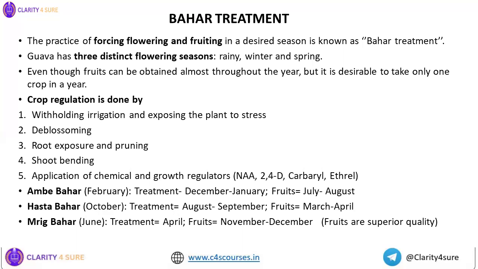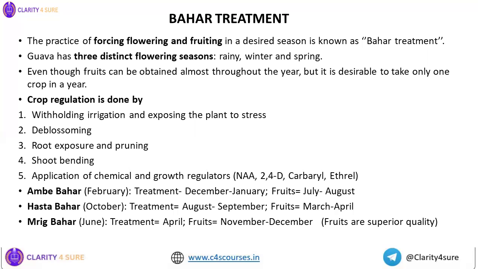So here you can see that Ambe Bahar is the rainy season crop, okay, because the fruits are obtained in the months of July, August. Then Hasta Bahar is the spring crop and Mrig Bahar is the winter season crop. That is, the fruits are obtained in the months of November, December. So Mrig Bahar produces the best quality guava fruits, okay, and it is preferred.